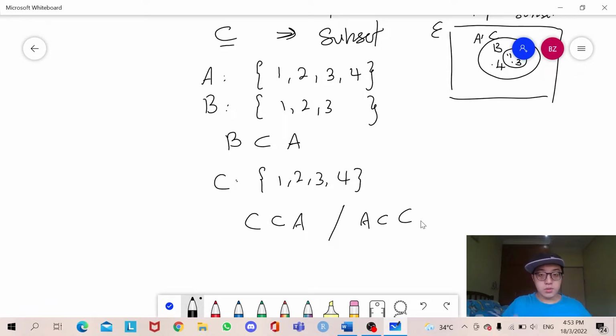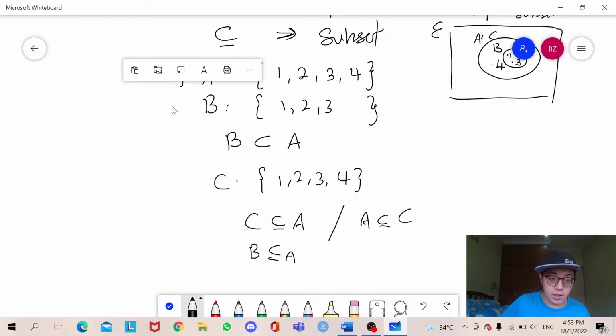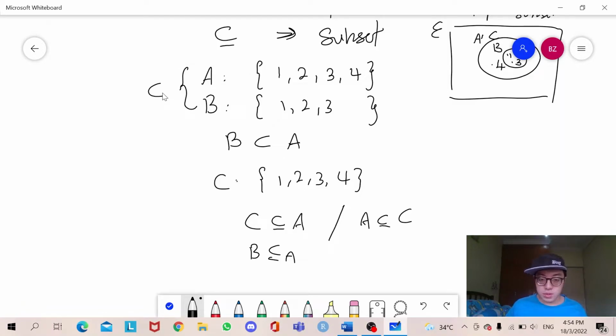So subset, we usually use it when there's an equal one. If you want to say B is a subset of A, you can only write this when you don't know whether B is totally inside A or equal to A. If you are given information like this, it's better that you use this one. So this is the difference between a subset and a proper subset.